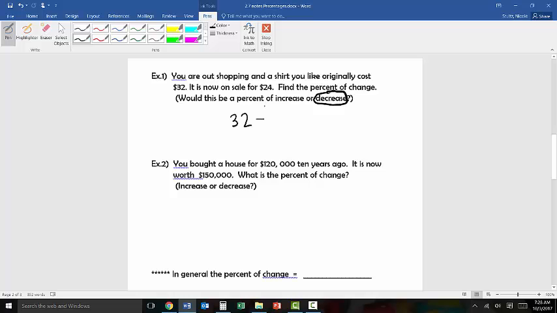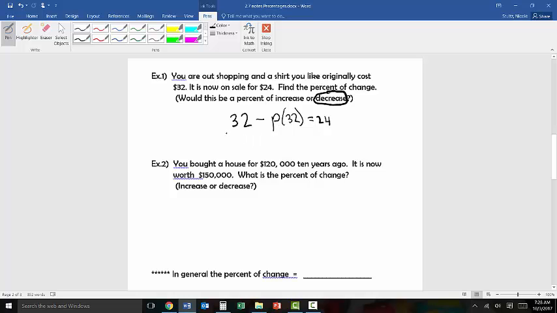And we don't know what the percent is, so we have to use maybe P for percent. And you always subtract the percent of the original. So it's P times 32 equals 24. Right? So if you were shopping and it said this shirt's 20% off, you would do the original price minus 20% times the original price. That's how you do the math.